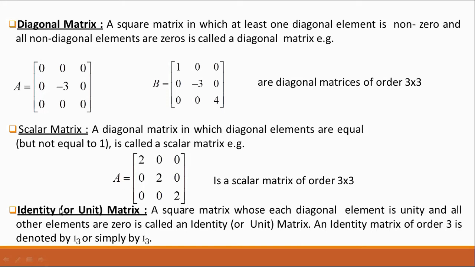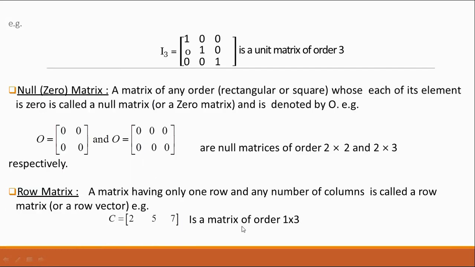Now, what is a unit matrix? A square matrix whose diagonal elements are unity and all other elements are 0 is called an identity or unit matrix. An identity matrix of order 3 is denoted by I3 or simply by I. For example, this is a 3 by 3 identity matrix.